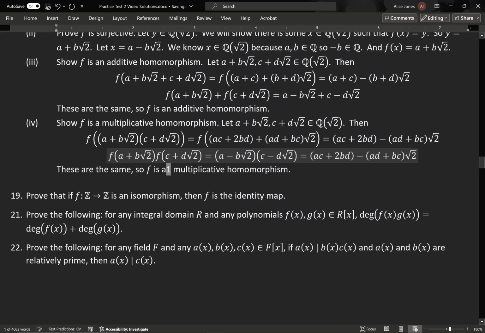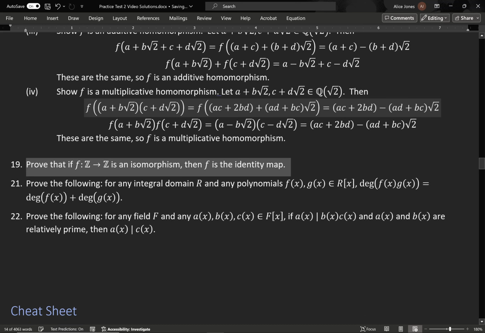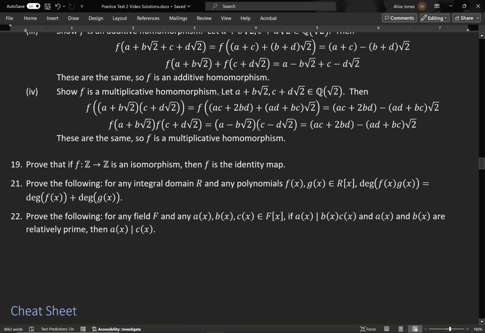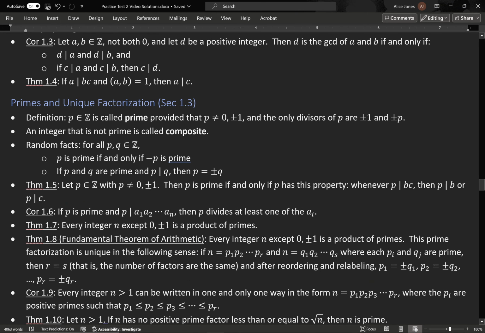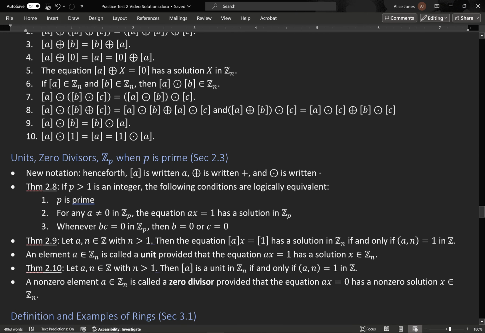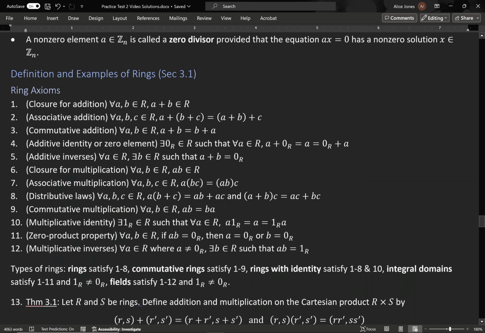Okay, so for number 19, prove that if f from Z to Z is an isomorphism, then it is the identity map. Okay, so for this one, you're going to need to rely on the fact that in an isomorphism, 0 always gets mapped to 0, and the multiplicative identity always gets mapped to the multiplicative identity, and then you're going to need to use the additive homomorphism property.